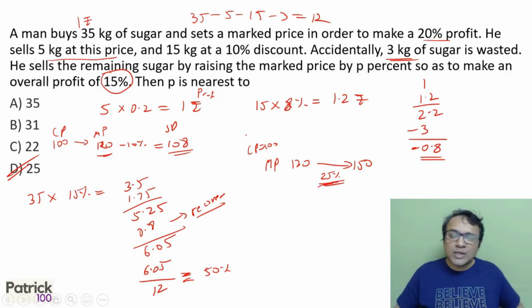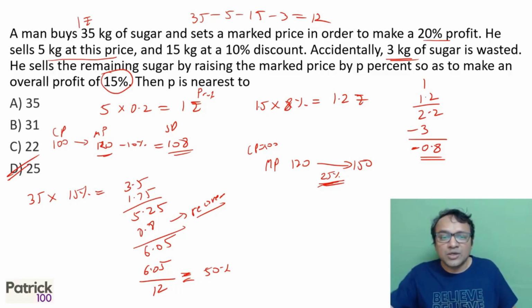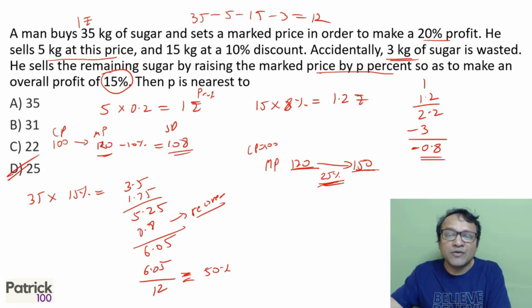You can take all this using X also and solve it. I normally prefer taking numbers because I can solve it in the mind and make it much faster than taking X and writing it down. That's how you become fast. So here 25% is the answer, because they asked how much the mark price should be increased by. The mark price was already 120, I want to sell it at 150, so I have to increase by 25%.